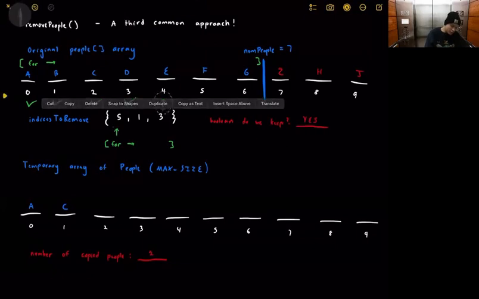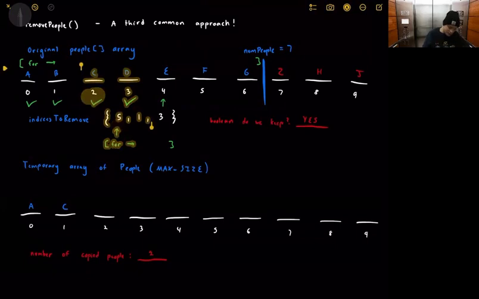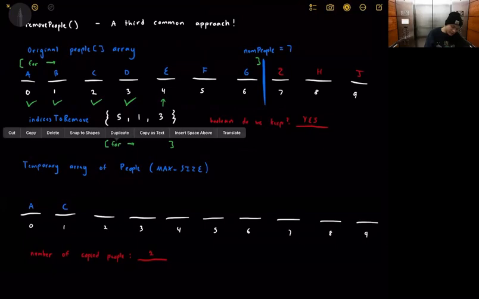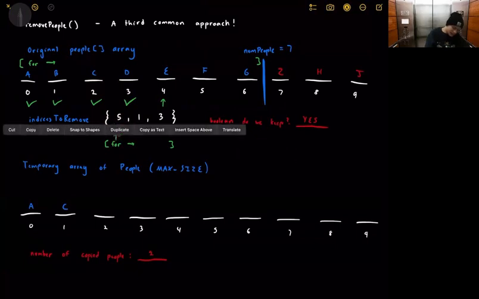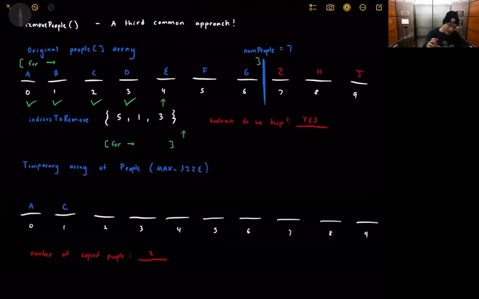I'm going to use my for loop over here to go through indices to remove. I'm looking for 4. 5 is not 4. 1 is not 4. And then 3 is not 4. This goes off to the end. And then we're going to check. Yes, I still keep them.